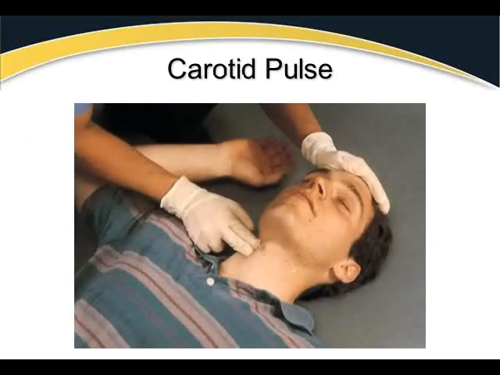This picture shows an example of checking a carotid pulse. You put your fingers on your Adam's apple, slide them down into the little groove about a half inch from the midline there, either way. And in that depression there, the little groove, is where you should be able to find the carotid pulse.